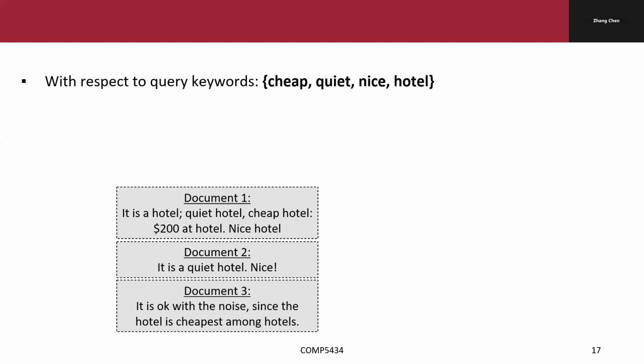Well, it is just two of our keywords, but it didn't mention the cost. It could be super expensive, which is crucial for our assessment. And the third one mentions the hotel is the cheapest among the hotels, but it also says there's some noise. It's not so quiet. Okay, so the document meets the cheap criteria, but does not satisfy our quiet requirement.